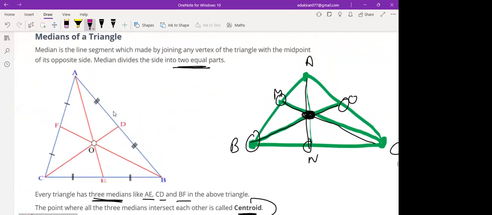Okay, and where all the medians meet, that is known as the centroid. We have to write this since we don't have a lot of time, right? Sorry. Do we have to write this? You have to write it from here, median till here. Okay.